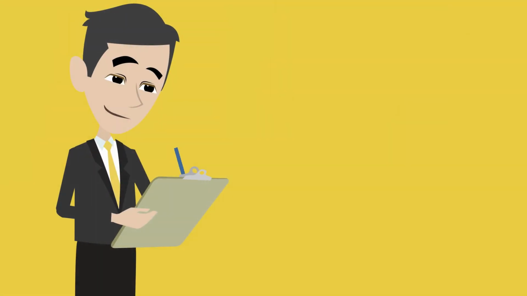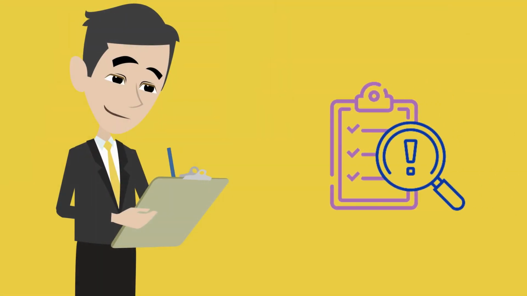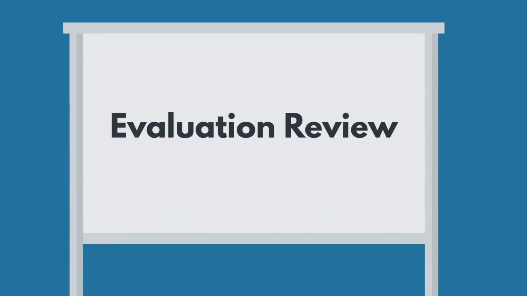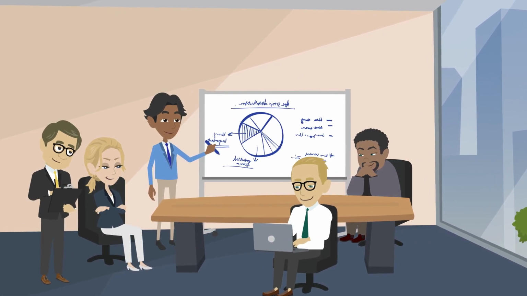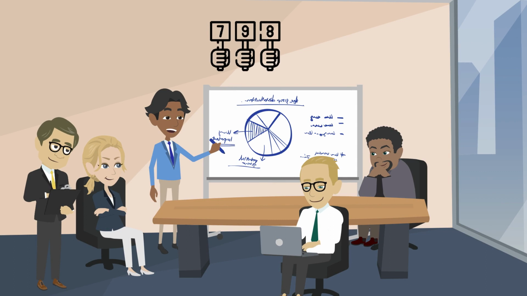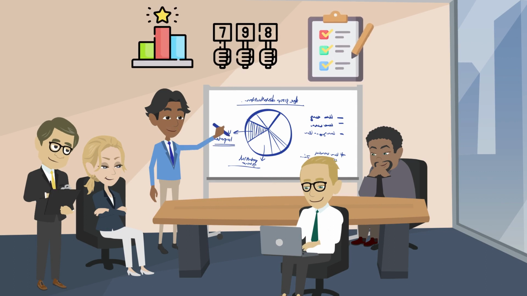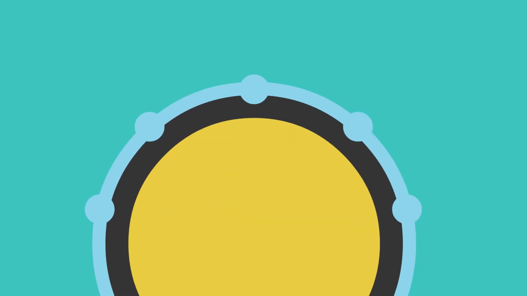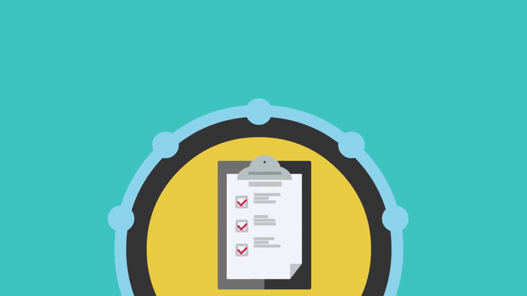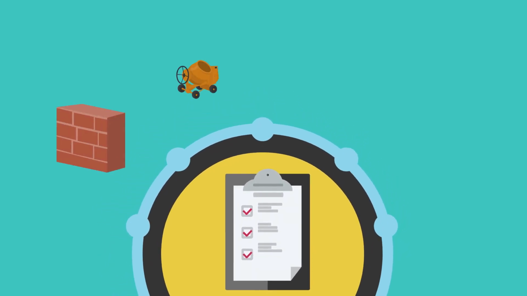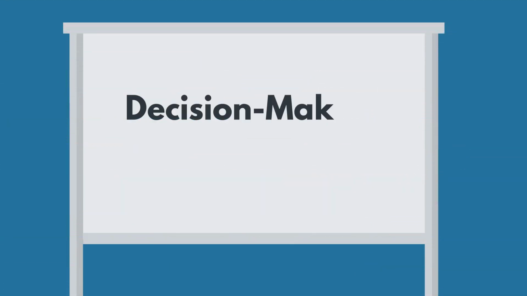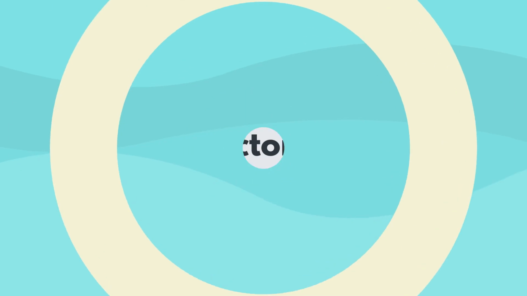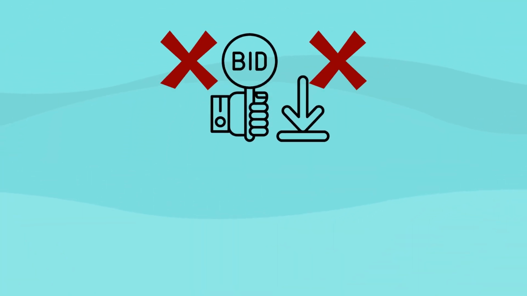Here's a closer look at the awarding process and the factors considered in making the decision. Evaluation review. The project owner or the tender evaluation team carefully reviews the evaluation results and considers the scores, rankings, and assessments of each bid. This review ensures that the evaluation process was conducted accurately and fairly, and that all relevant factors have been taken into account. Decision-making factors. The awarding decision is not solely based on the lowest bid.